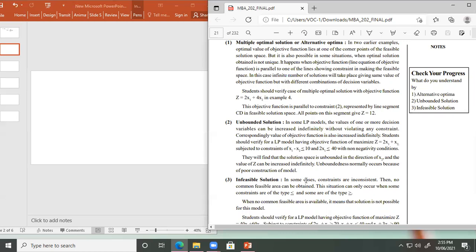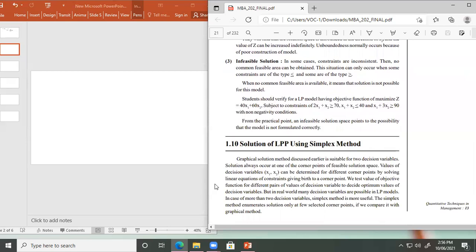Next is the infeasible solution. In some cases, constraints are inconsistent. When constraints are inconsistent, no common feasible area can be obtained. This situation can only occur when some constraints are of the type less than or equal to, and some of them are greater than or equal to. So this is about the infeasible solution.